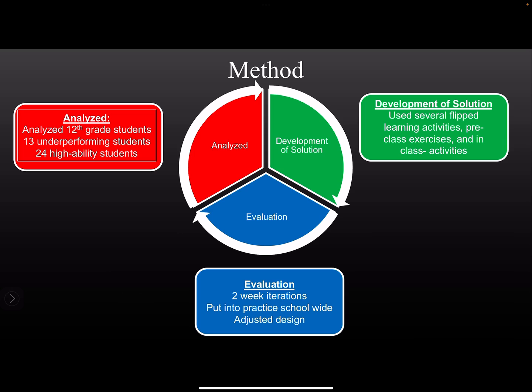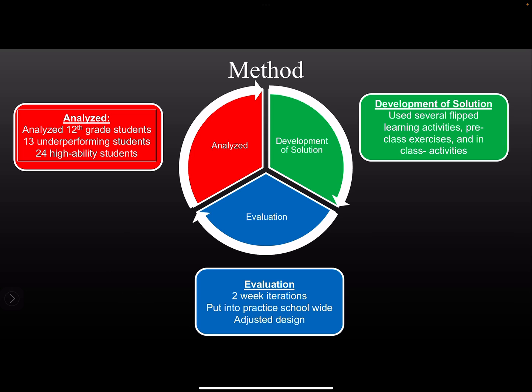So they did iterations of 2 weeks. So every 2 weeks they would adjust it and then start over again. Some adjustments were made to the second iteration based on experiences from the first iteration. Student engagement was evaluated at the completion of each iteration.